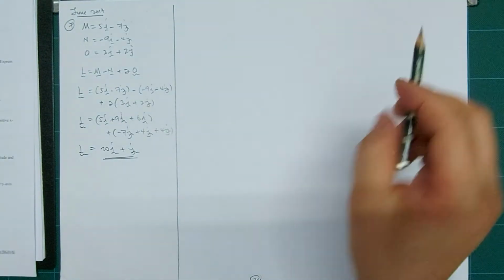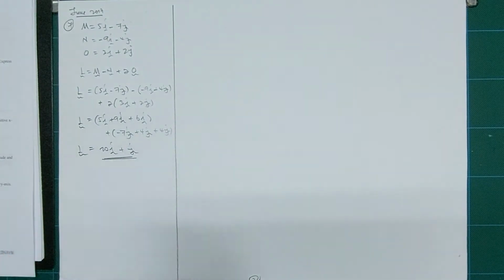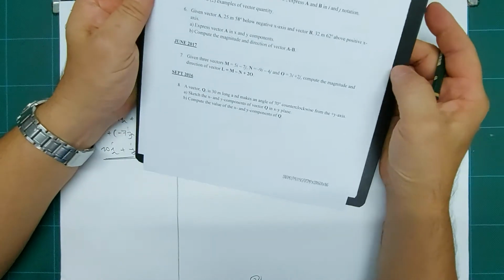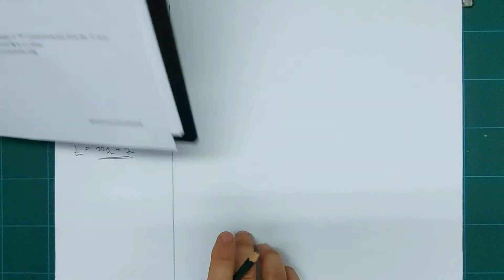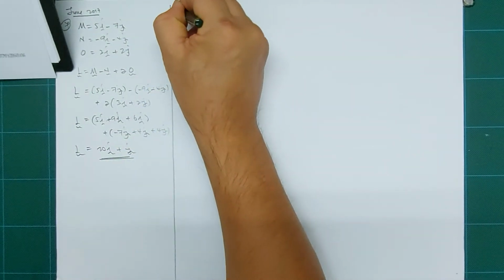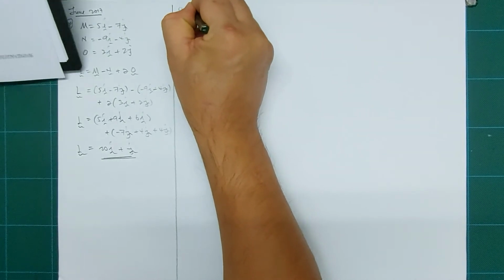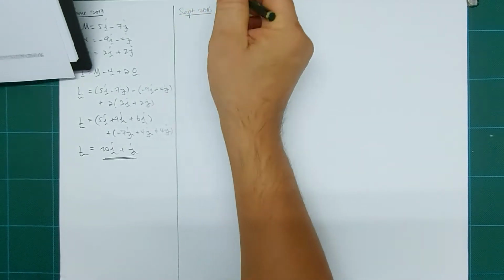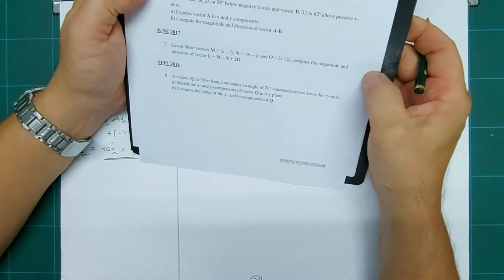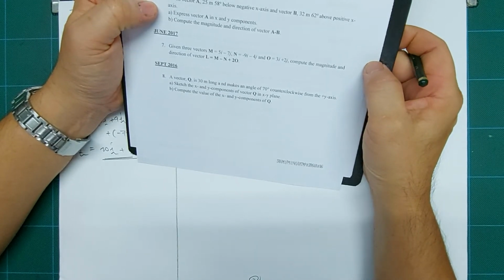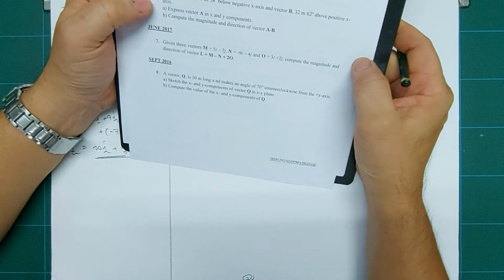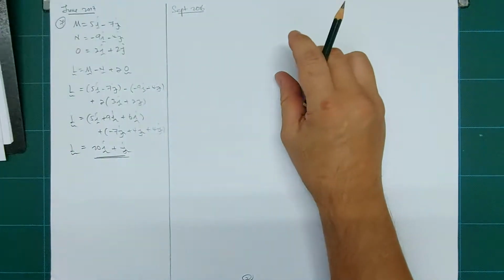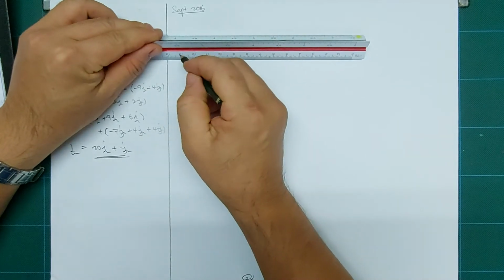So next, question 8. Question 8 is September 2016. A vector Q is 30 meter long and makes an angle of 70 degrees counterclockwise from the positive y-axis. First, draw that vector.